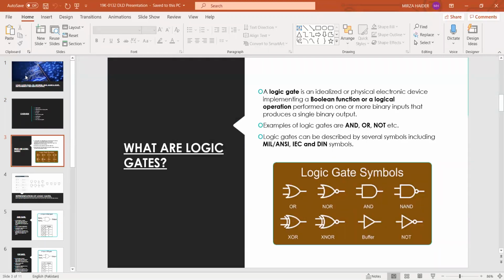Okay, so the first question is, what are logic gates? A logic gate is an idealized or physical electronic device implementing a Boolean function, or a logical operation performed on one or more binary inputs that produces a single binary output. Examples of logic gates are AND, OR, NOT, XOR, XNOR, NOR, etc. Logic gates can be described by several symbols including MIL, NEMA, IEC, and DIN symbols.